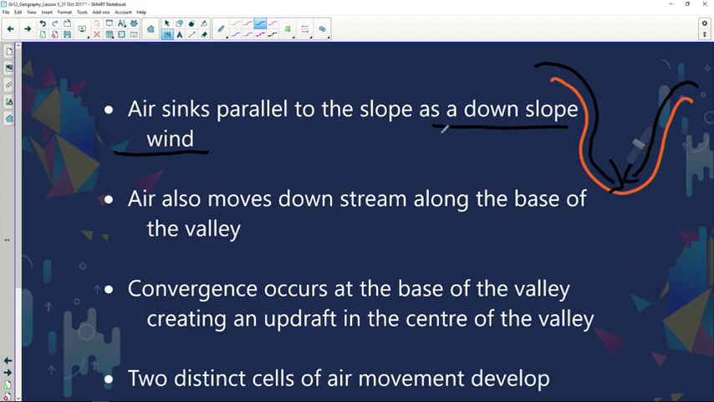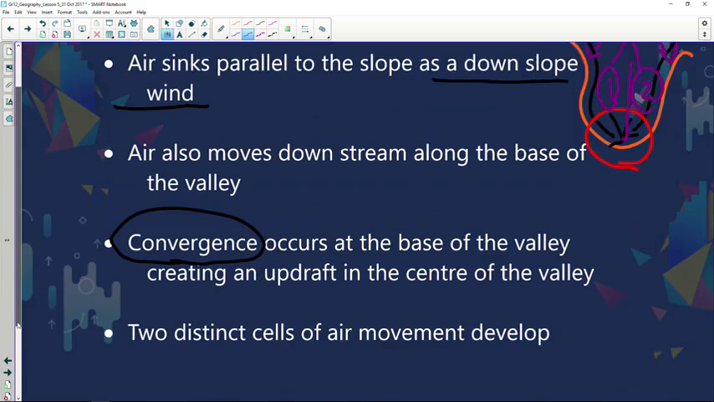And very importantly, if you look at this term over here, convergence, we've learned it in the previous section, is the coming together of two air masses. So what happens in the middle? An updraft is being created. Why? Because this cold air that collects on the bottom of the valley cannot go through the valley floor, so it is pushed upwards. And once again, two distinct cells have developed.